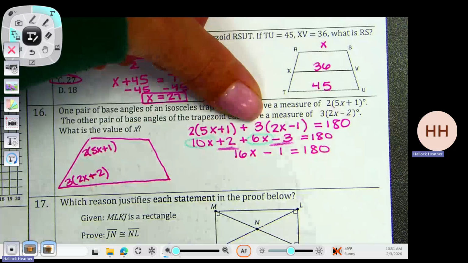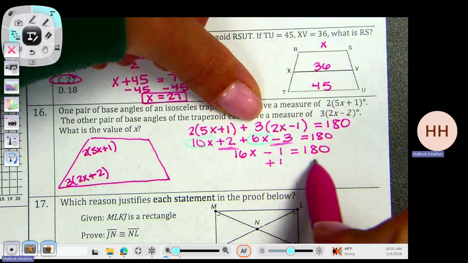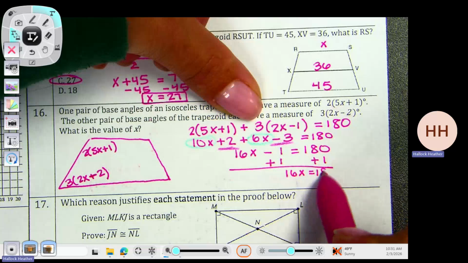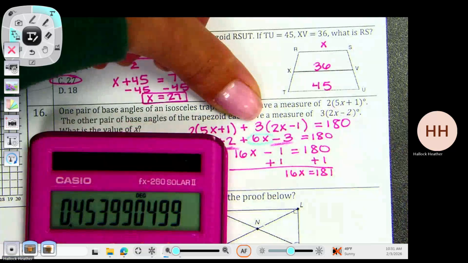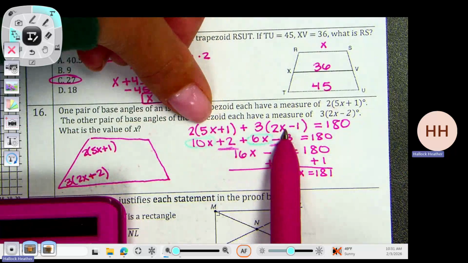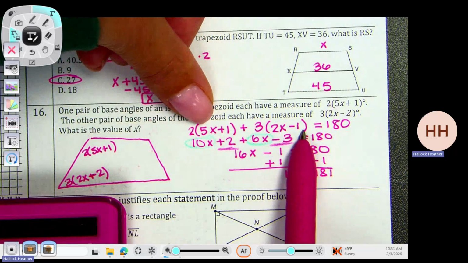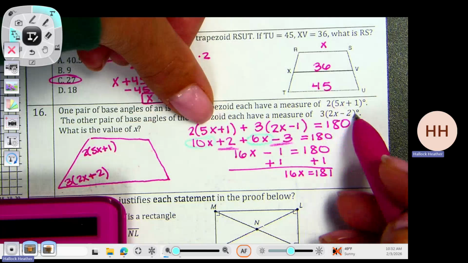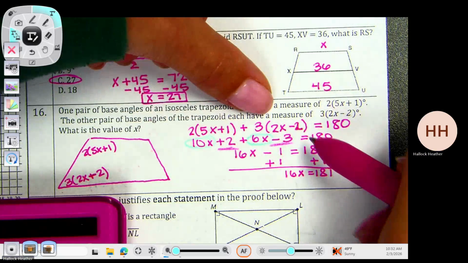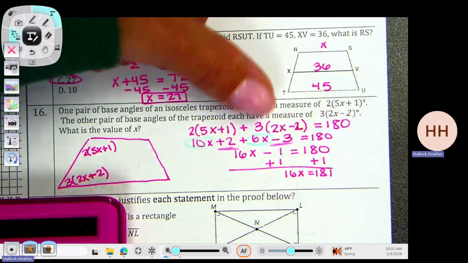I'm going to add 1 and divide by 16. This one you do get a decimal for, so hopefully you're not scared of that. So 181. What the heck? I messed up somewhere. 10, 2, 6, negative 3. Oh, I wrote the problem wrong. It's 2x minus 2. This is a 2. Oops. So this is a 6. Hold on, wind up.